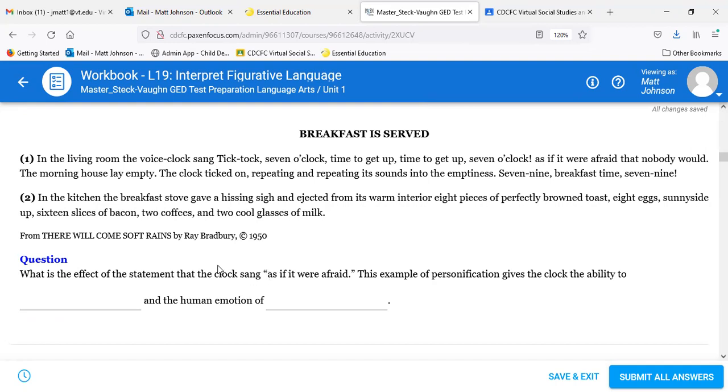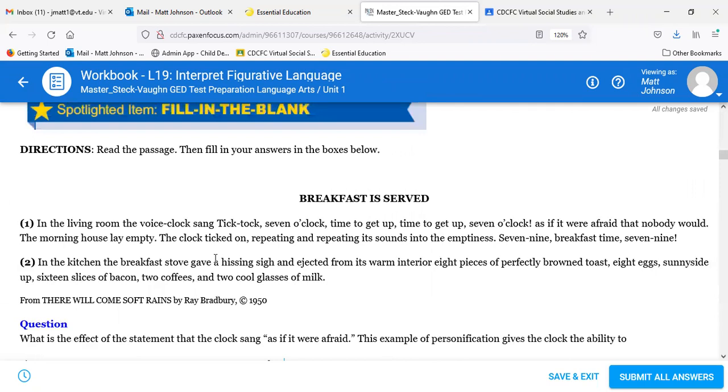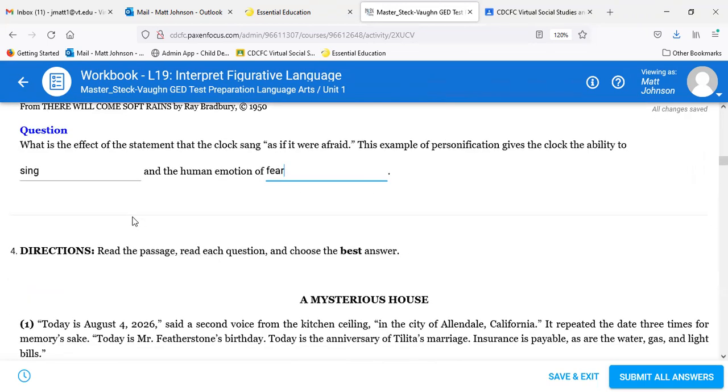So what is the effect of the statement that the clock sang as if it were afraid? So we're personifying it, right? We're giving it human qualities. This example of personification gives the clock the ability to do what? Sing, yeah. And the human emotion of fear. There you go. So it's singing and it has a human emotion of fear. In the living room, the voice clock sang tick-tock. All right. So sing and fear for number 3.